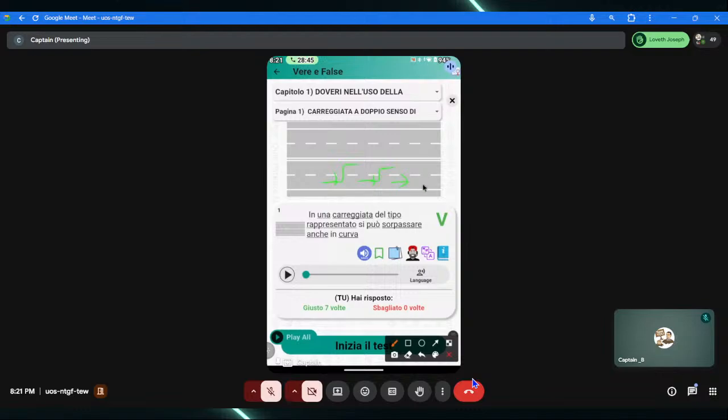Let's assume again, this car wants to also overtake the car in front of him, like this. What's going to happen here? Accident. Accident. You see?